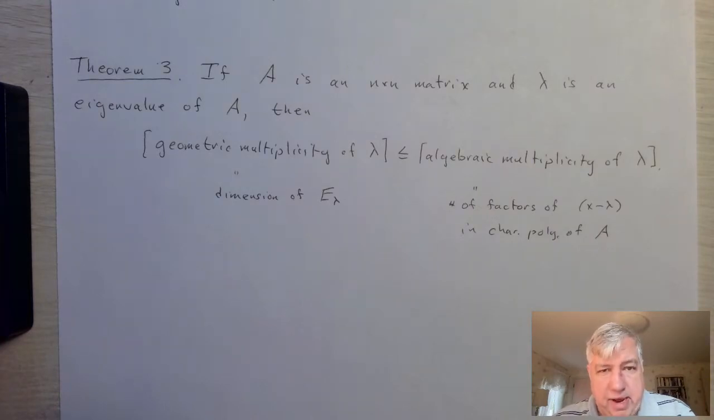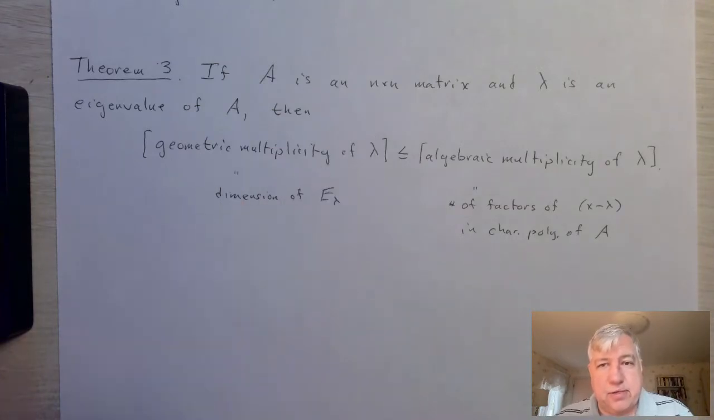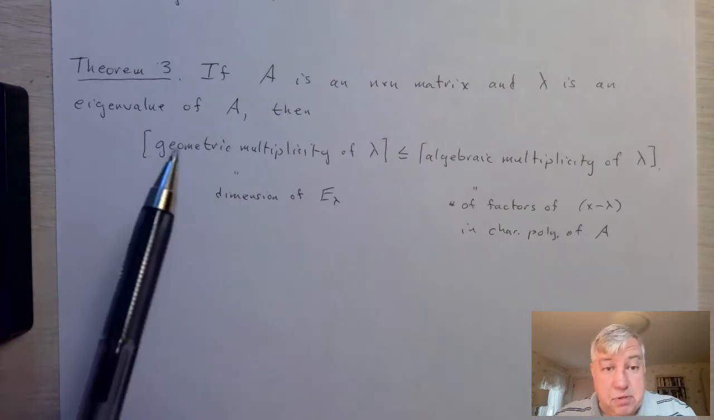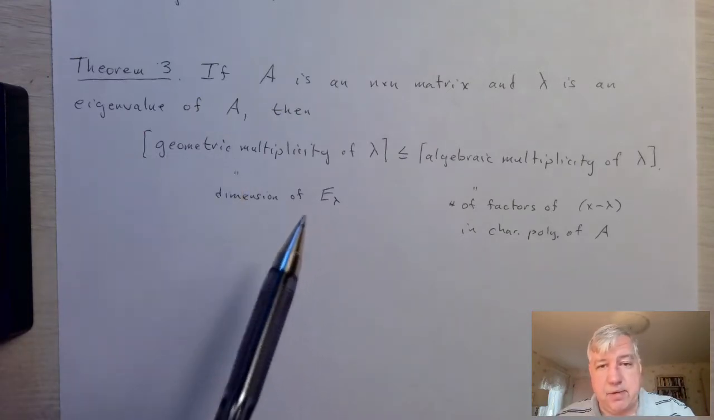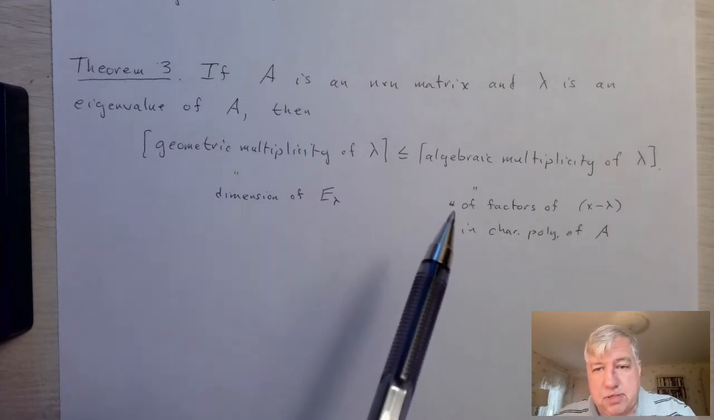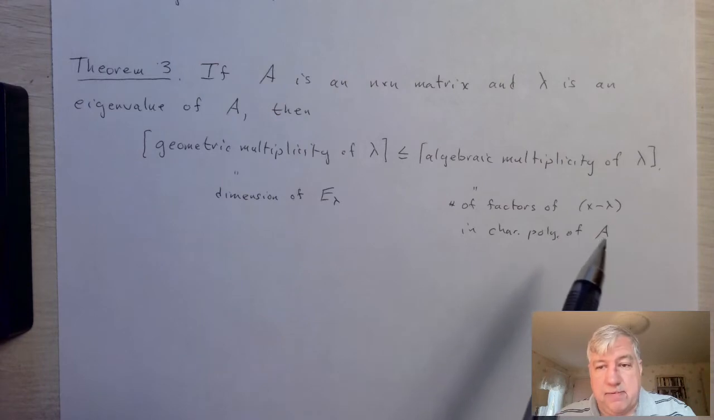Well, that proof relied on the fact that this inequality holds: if A is an n by n matrix, and whenever lambda is an eigenvalue of A, then the geometric multiplicity is going to be less than or equal to the algebraic multiplicity. And we remind you that the geometric multiplicity is the dimension of the corresponding eigenspace of lambda, and the algebraic multiplicity is the number of factors of x minus lambda in the characteristic polynomial of A.